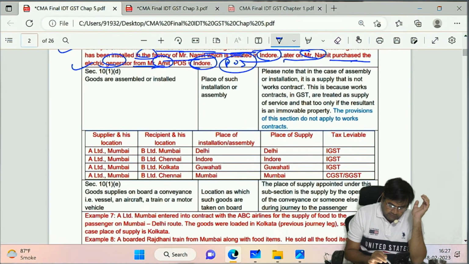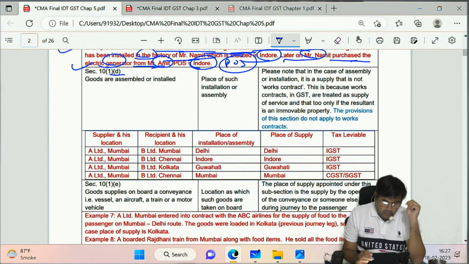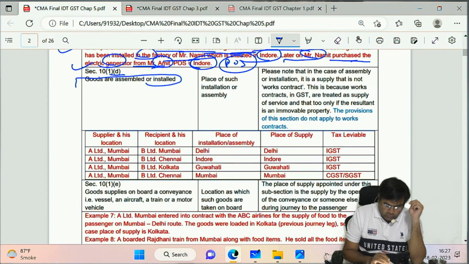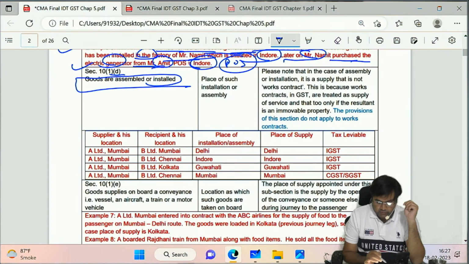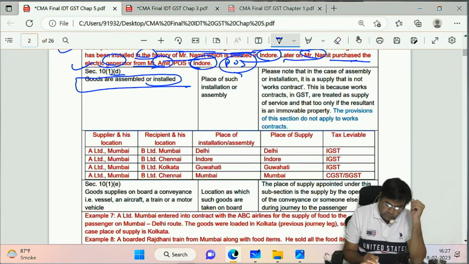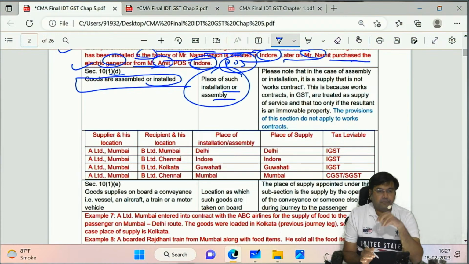Section 10 subsection 1 clause D: goods are assembled or installed. So what is going to be the place of supply? The place of supply is going to be the place of installation or assembly.